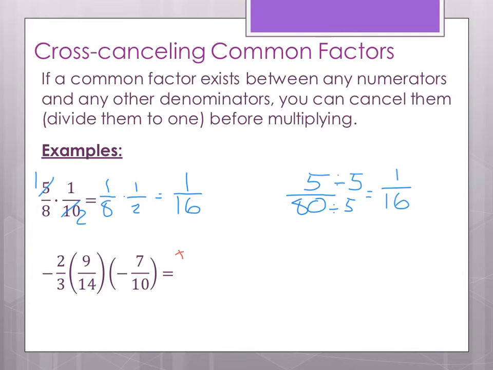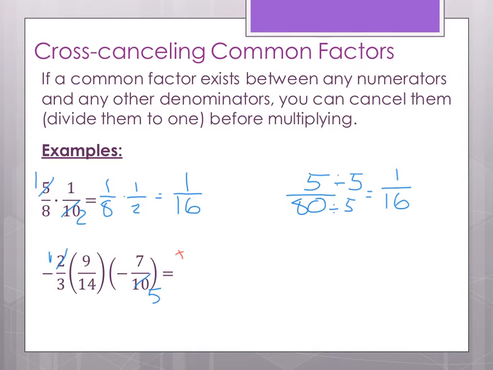Now I'm going to look for common factors between the top and the bottom of fractions. I see one with the 2 and the 10, right? It's good to note that these don't have to be right next to each other. So 2 and 10 are both divisible by 2. So I'm going to divide a 2 out on the top and get 1, and a 2 out on the bottom over here and get 5.